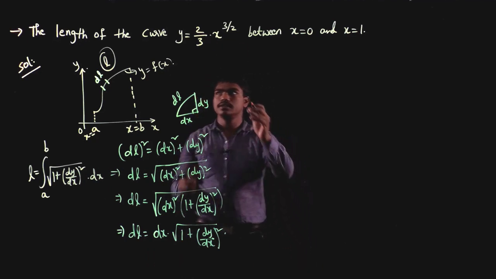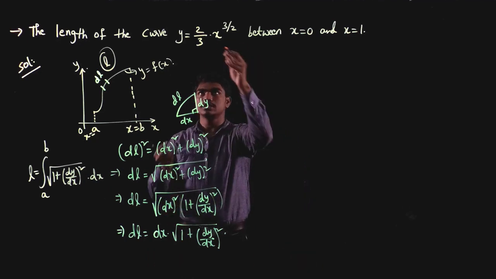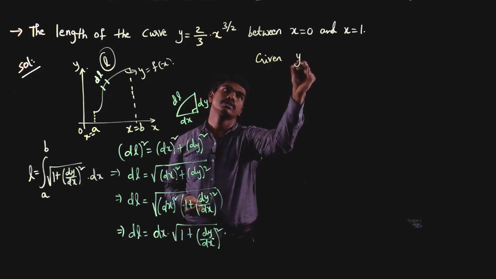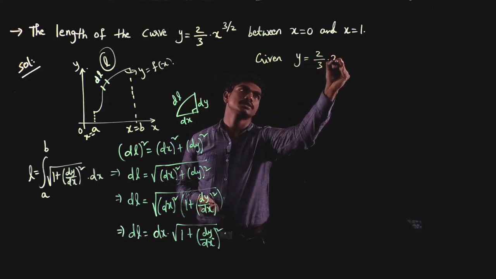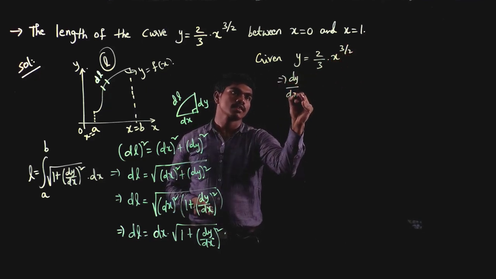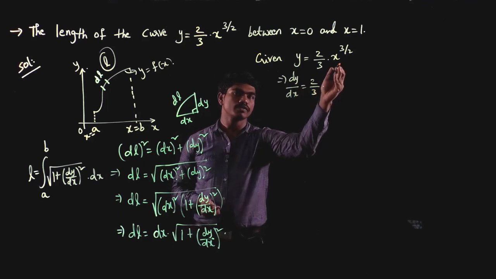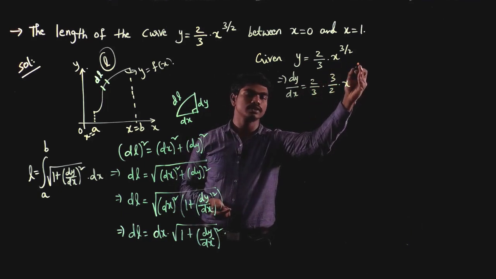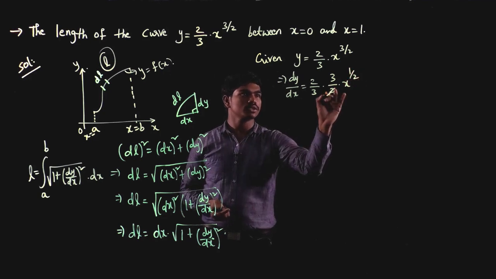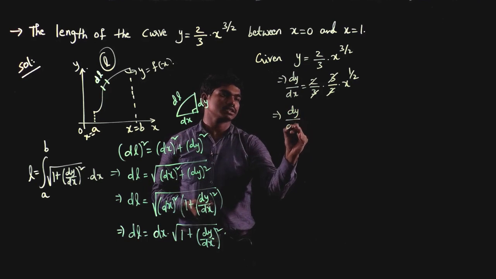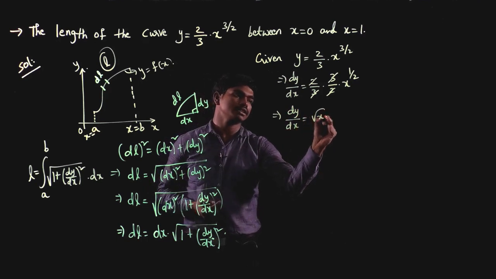So this is the function in which it was asked. So let us try to find the answer for this question now. What is given? Y is equal to 2 by 3 into x power 3 by 2. So what is dy by dx for this question? 2 by 3 into the differentiation of x power 3 by 2 is 3 by 2 into x power 3 by 2 minus 1, which is actually 1 by 2. So this 2 3 gets cancelled, which means dy by dx is equal to square root of x.